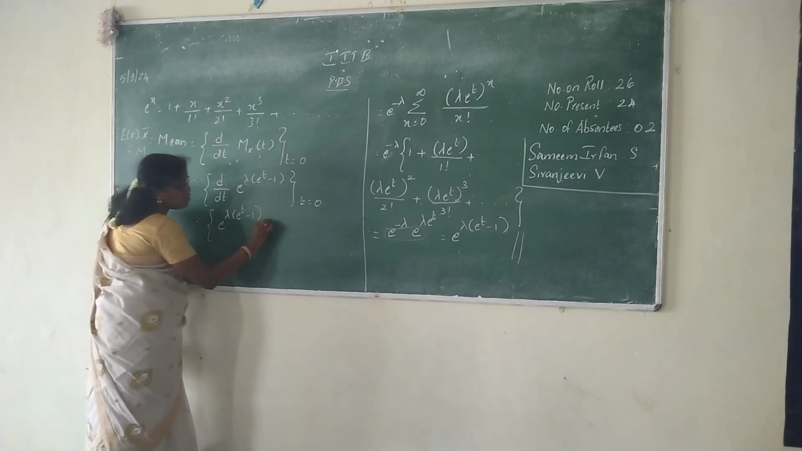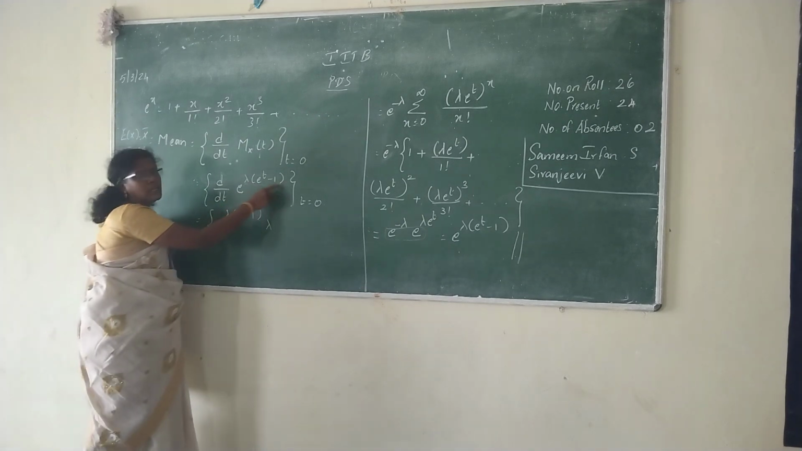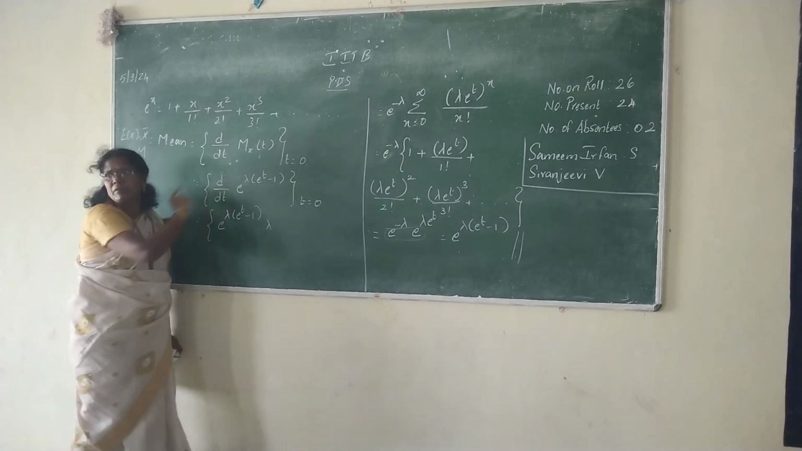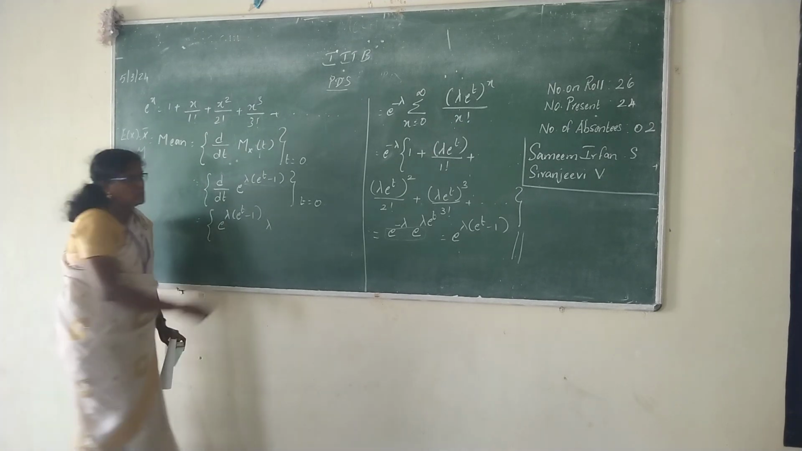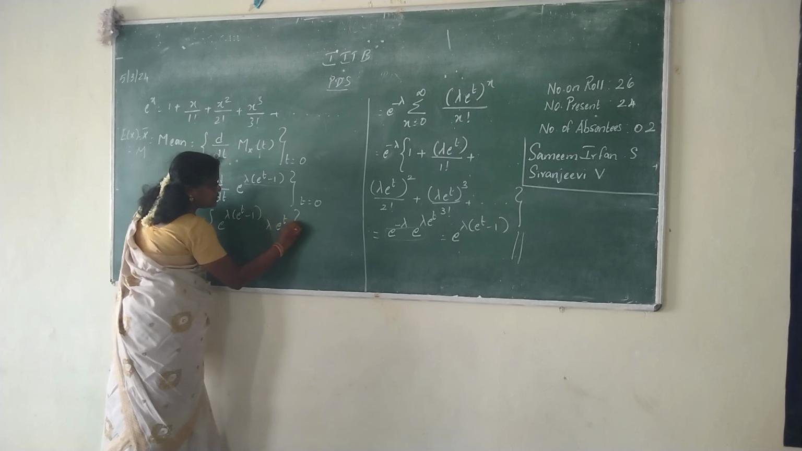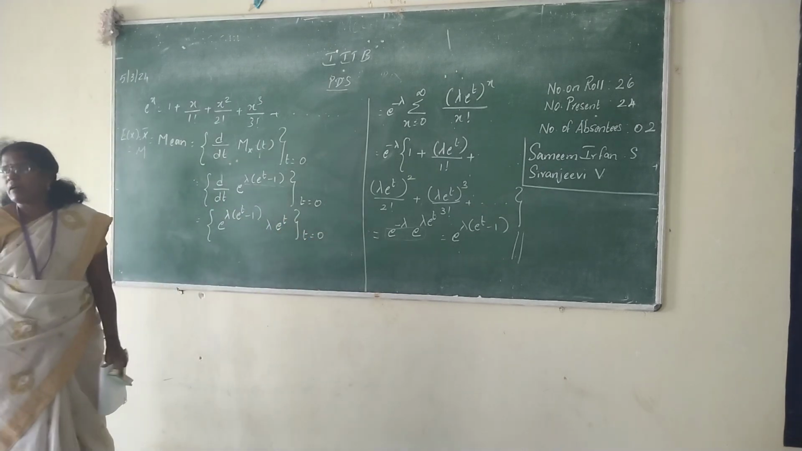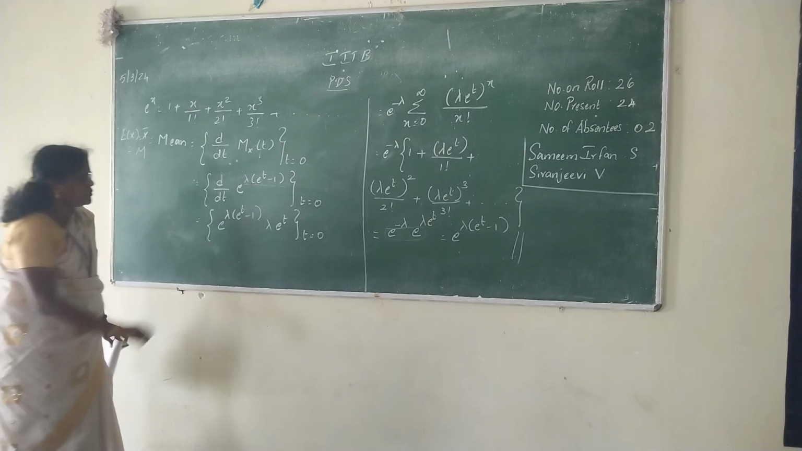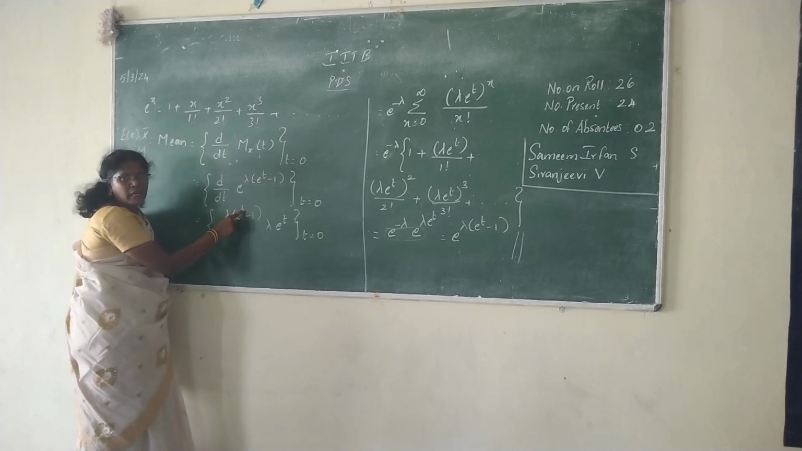Lambda is a constant in multiplication, so it will remain the same. Now differentiate the inner term. What is the differential of e power t? E power t. What is the differential of 1? 0. So lambda into e power t with the condition t equal to 0. Now wherever t is there, replace it with 0. So e power 0 will become 1.